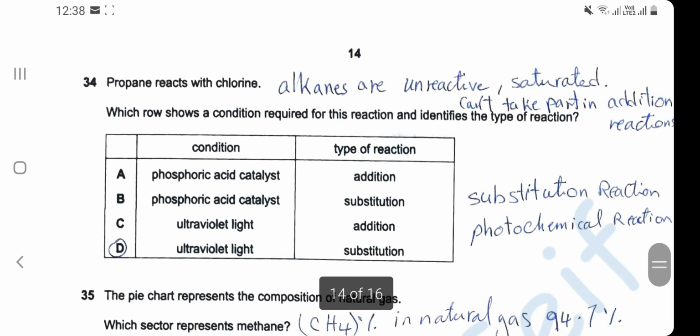Question 34. Propane reacts with chlorine. Which row shows the condition required for this reaction and identifies the type of the reaction? Propane is an alkane. An alkane has single bonds only, so it is unreactive because it's a saturated compound and cannot take part in any addition reaction. Alkane can only make a substitution reaction. Substitution means removing one of its hydrogens and substituting it with the halogen. In this case, it's chlorine.